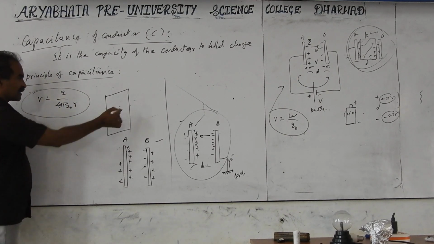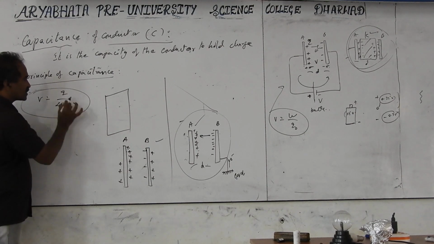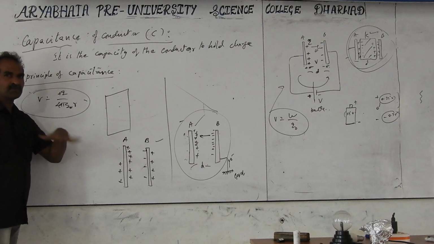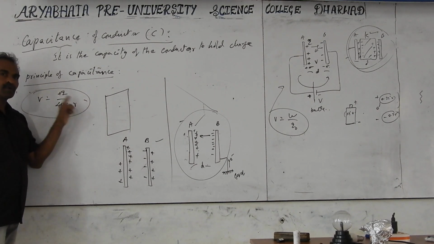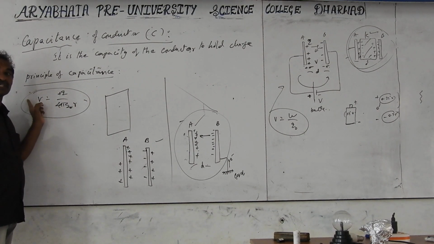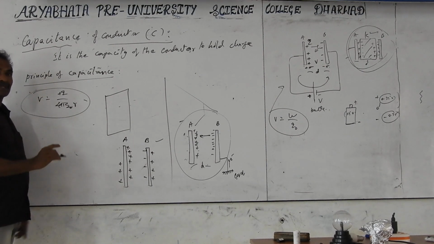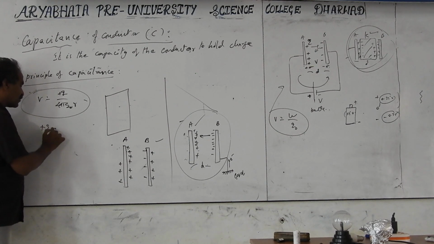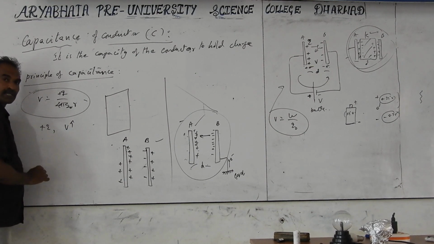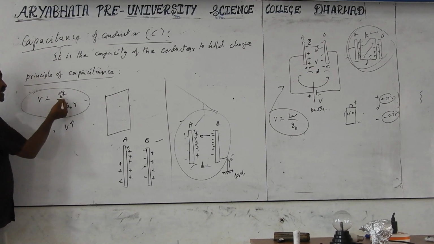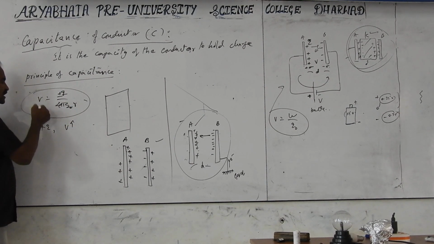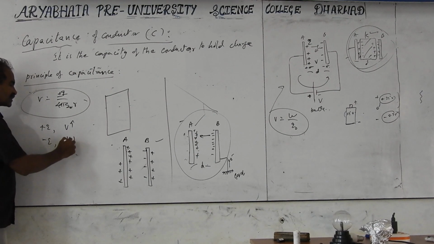So I take one spherical conductor. If I add charge, plus Q, starting from zero, the potential V increases because positive is higher than zero. So if you add positive charge, the potential of the conductor increases. If I add negative charge, what happens? Adding negative charge, the potential decreases below zero. If you add negative charge, potential decreases.